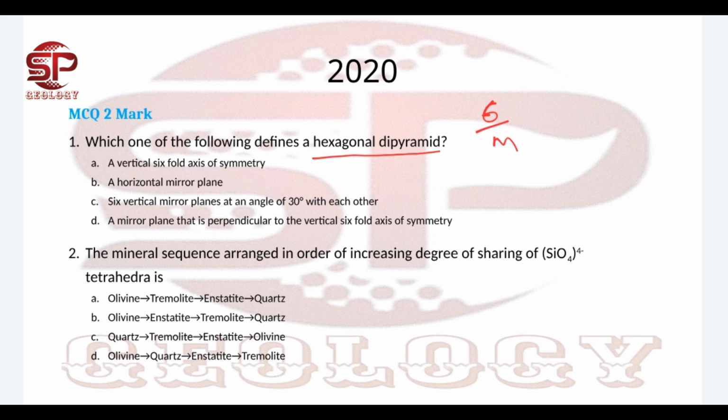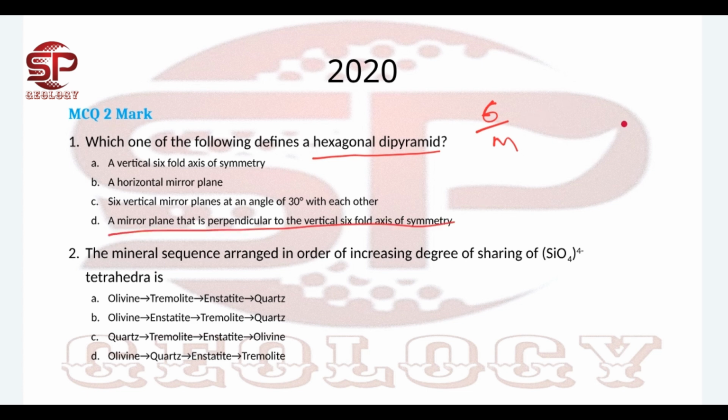Let's analyze the options. A vertical six-fold axis of symmetry. Obviously, in the case of the hexagonal system, the hexagonal dipyramid has a six-fold axis of symmetry. But it also has a mirror plane, so only a vertical six-fold axis will not be enough. A horizontal mirror plane, obviously, is there, but it is not completely explaining 6 by m. 6 vertical mirror planes at an angle of 30 degrees to each other is completely incorrect. The only option left is a mirror plane that is perpendicular to the vertical six-fold axis.